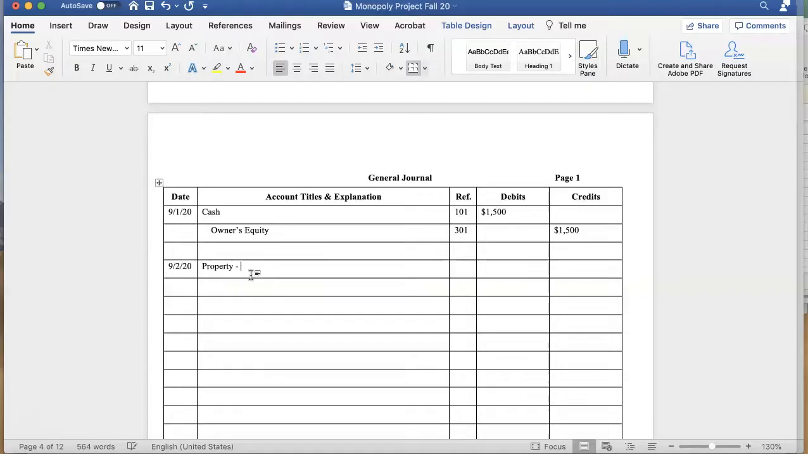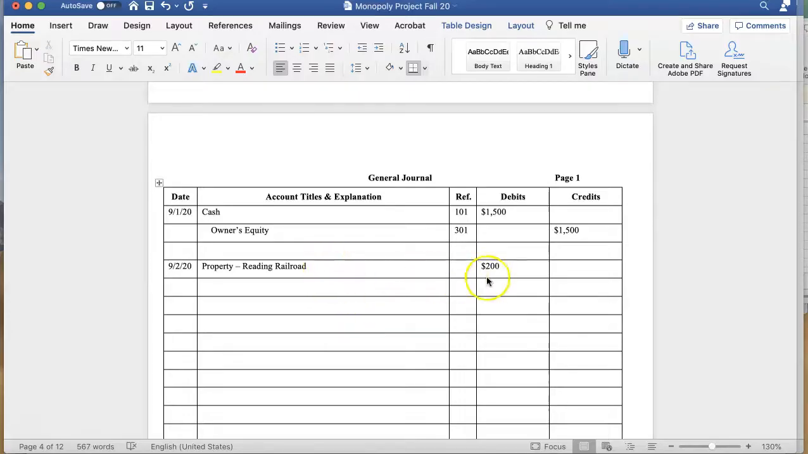But here's what I usually do. I'm going to put the name of the property here so that I know which property this is referencing. So Reading Railroad. I'm still just going to put it in the property account, but I'll show you in a moment how I do that. So Reading Railroad, I purchased it, so I increased the value of my property by $200.